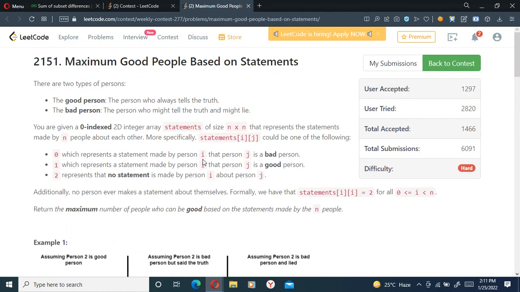The explanation is still not clear. There are two types, okay, 0 and 1 is there. Size n cross n that represents a statement made by n people about each other. More specifically, statement of ij could be one of the following: 0, 1 and 2, person i says that person j is a bad person.